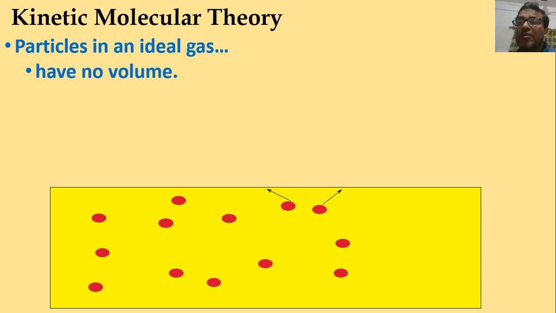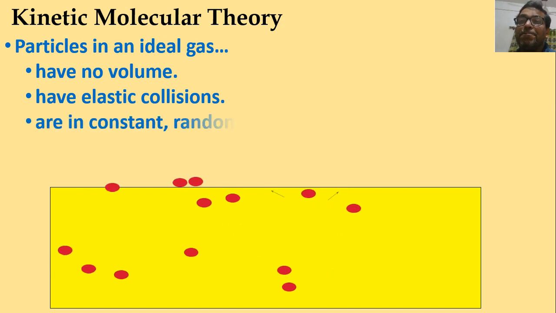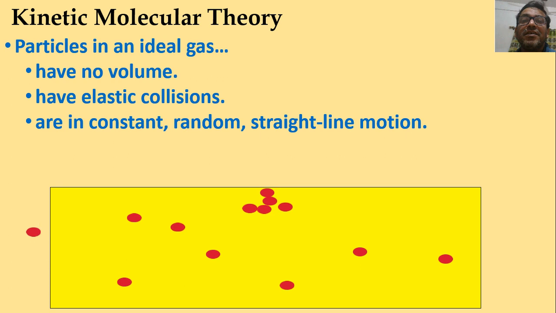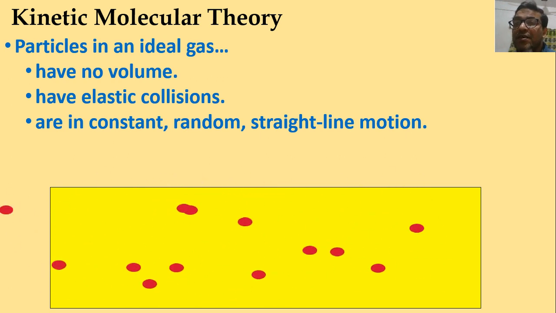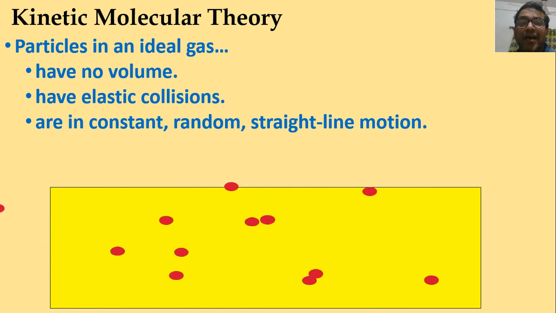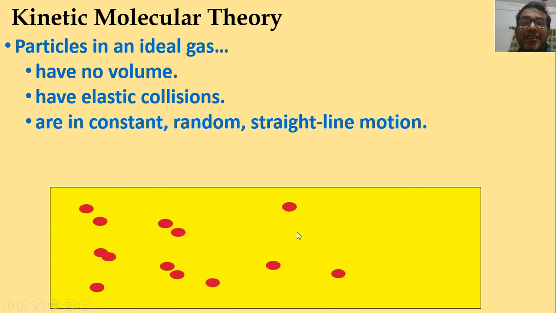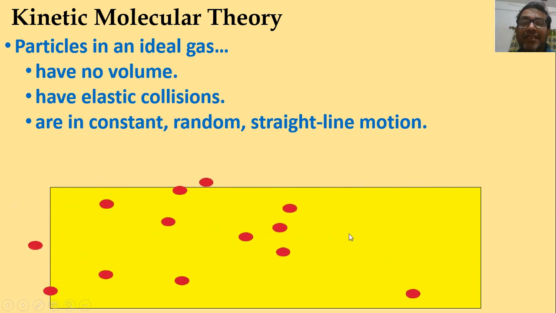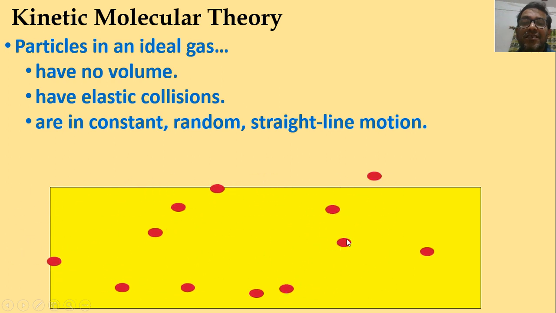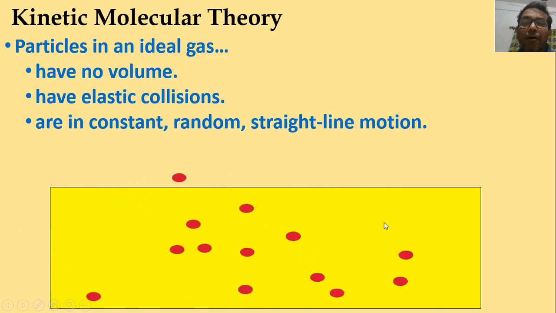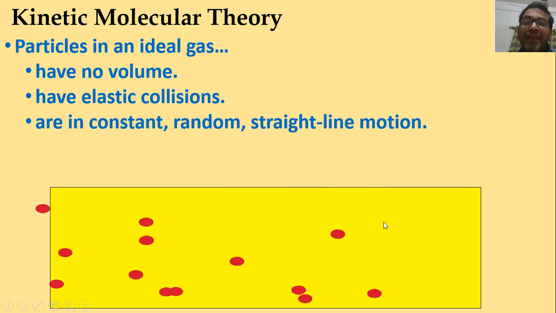We already discussed that the ideal gas has no volume and has elastic collisions. That means the conservation of kinetic energy relation will be valid, okay, and the particles are in constant random straight line motion. So here is the schematic representation, you can see that the molecules are just randomly in motion, but they are in straight lines.